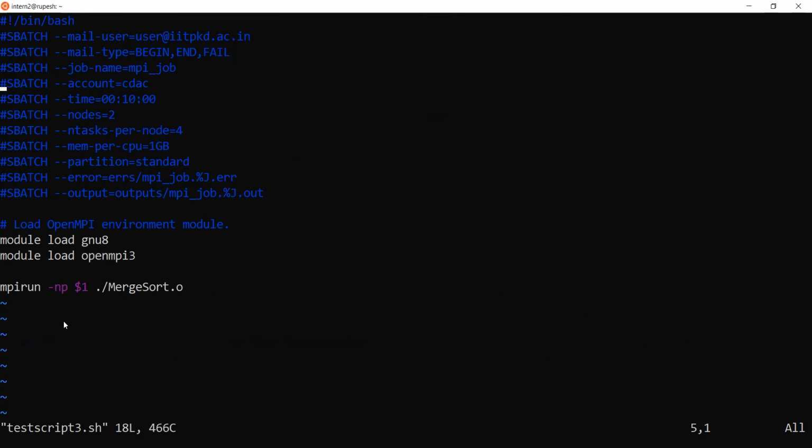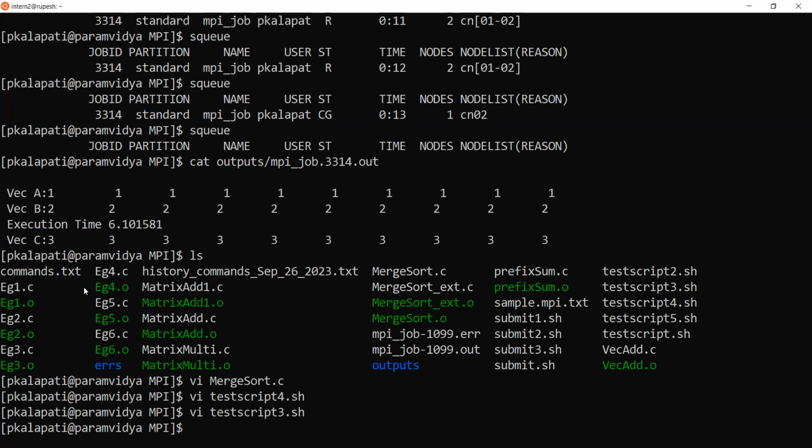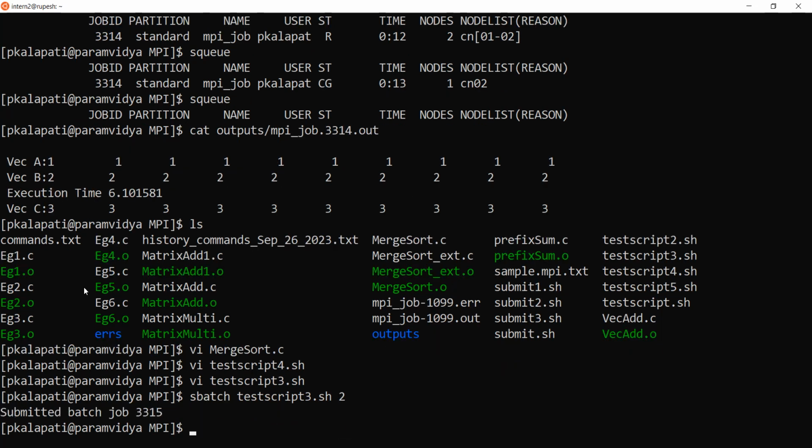Here, when we look at this, what can you see? You can see mpirun -np, where np stands for number of processes, and $1. That means we are passing the argument at runtime. We are passing that number of processes at runtime. How can we pass it? sbatch test script 3. We are running this with the help of two processes.